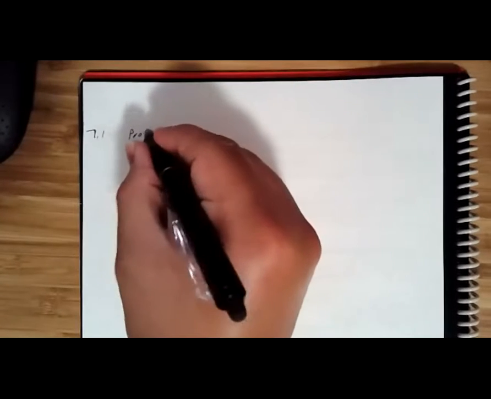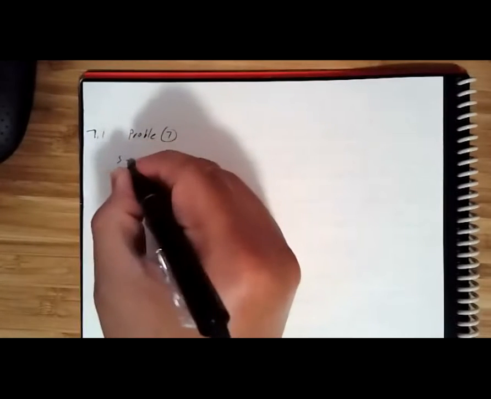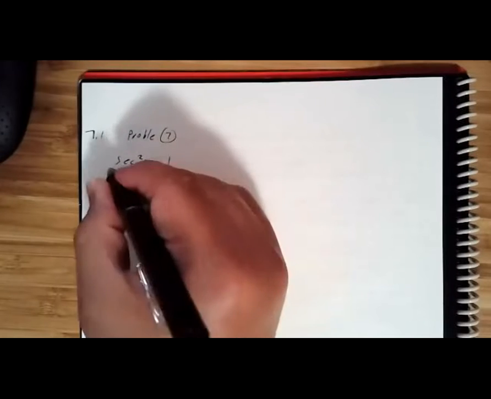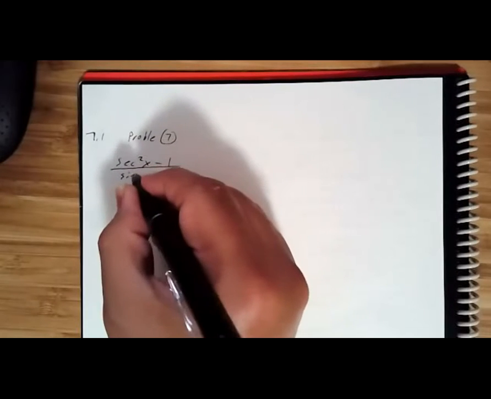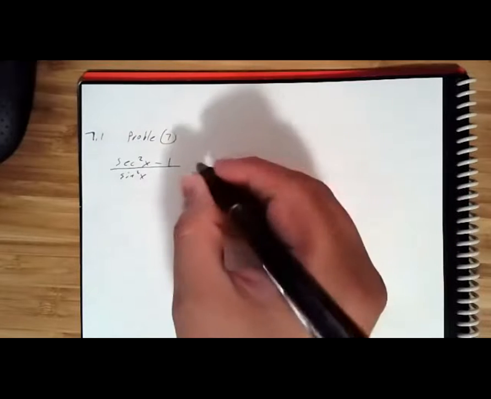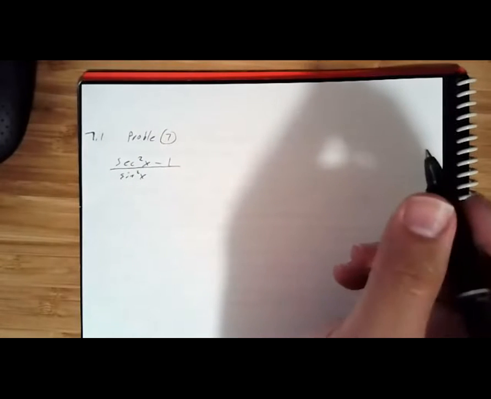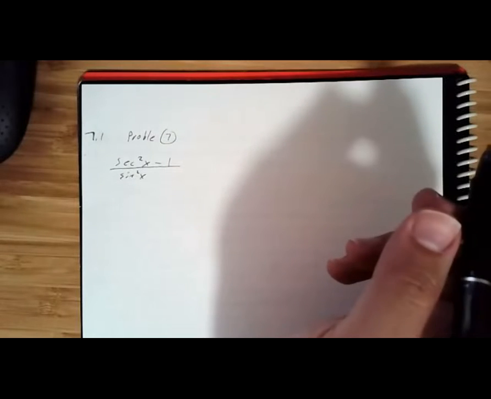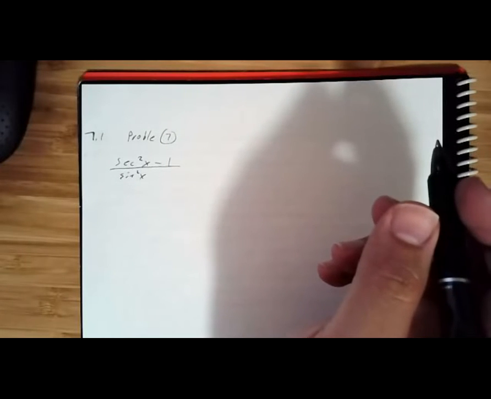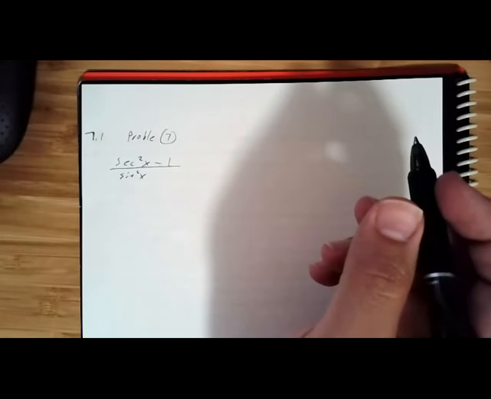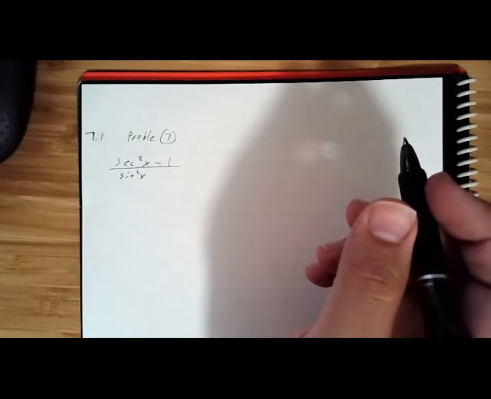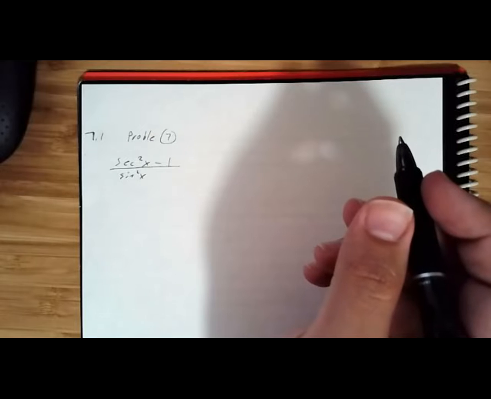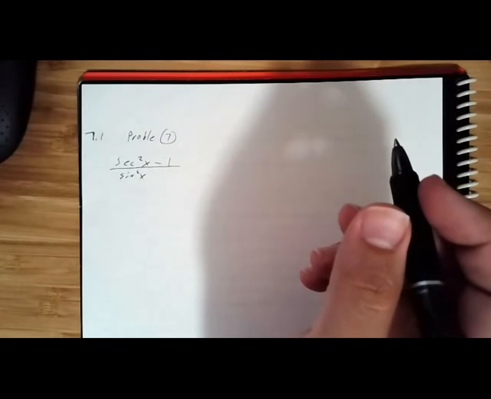So for 7.1, question number 7: secant squared x minus 1 over sine squared x, and you have to simplify that into its simplified form. The correct answer that I got at the end by guessing was secant squared x. So that's the actual final answer, but I don't know how I got there or how to get there.